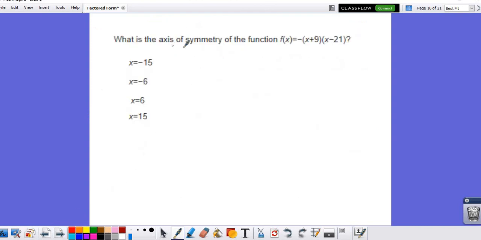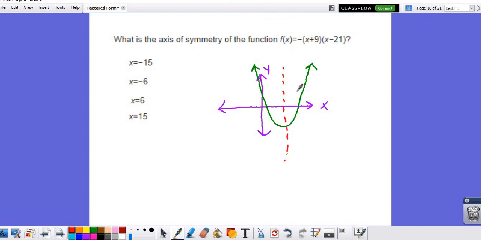All right, what is the axis of symmetry of this function? So again, you should graph it on Desmos. And remember an axis of symmetry. So if this is my graph, an axis of symmetry cuts your graph down through the vertex. Okay, it's an x equals whatever this vertex is.